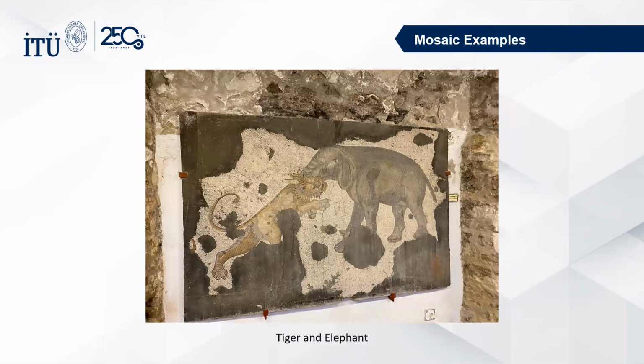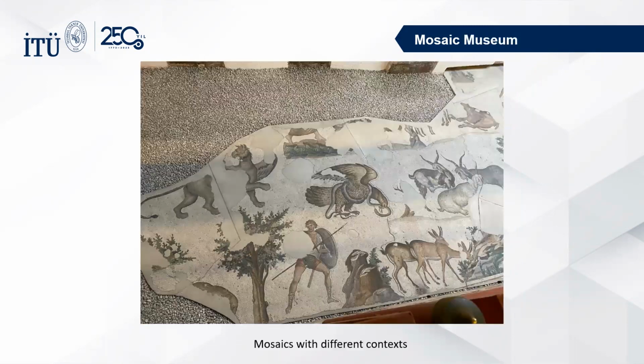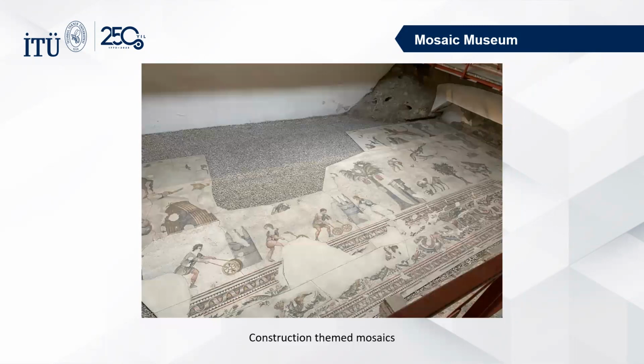This is a tiger and elephant. It looks like that. And there are some animals, warriors, some sort of mythological creatures again, and trees. Some pictures are taken by me when I visited the museum. For example, this one. It shows the daily work life and construction themed mosaics, as you can see.